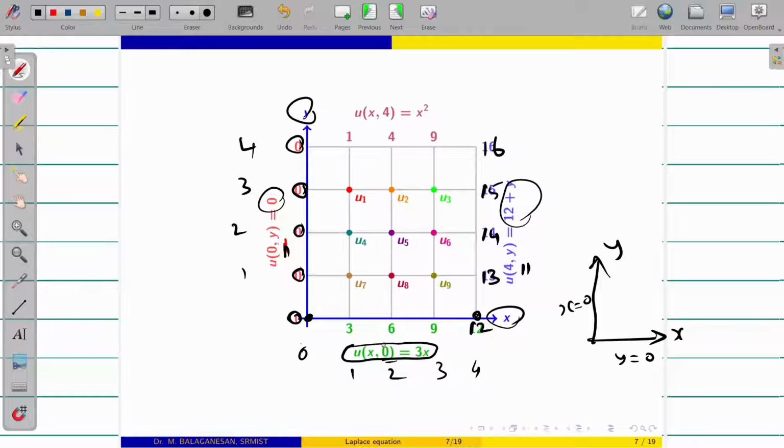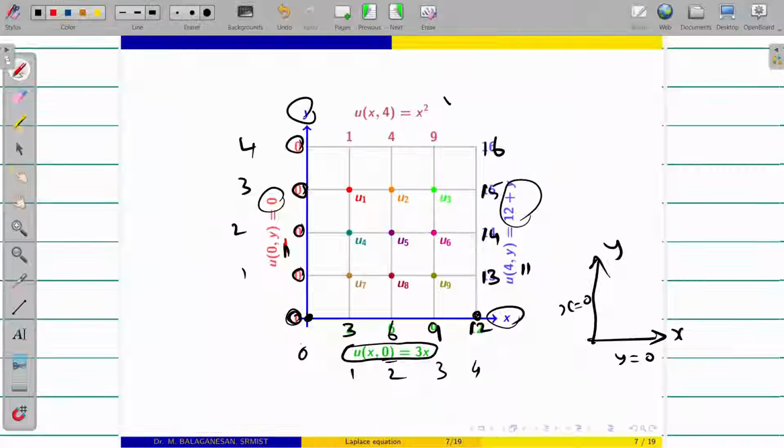Now, give x equal to 0, already 0. So the boundary corner value should coincide. If you interchange the boundary conditions, you can easily identify you have made some mistake there. Clear? Right. Give x equal to 1, 3 into 1, 3. Give x equal to 2, 3 into 2, 6. Give x equal to 3, 3 into 3, 9. Give x equal to 4, 4 into 3, 12. Already this boundary condition will satisfy. It will coincide here. That's it.